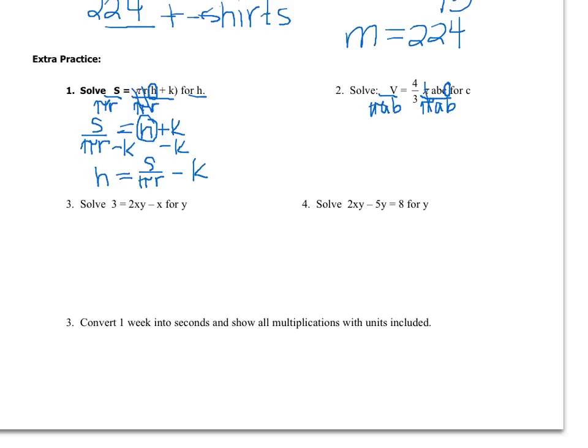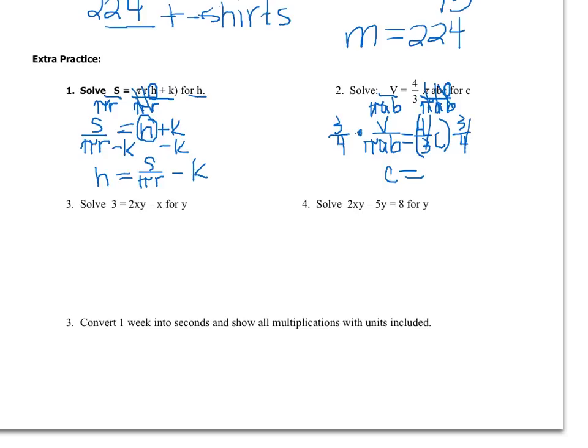So these cancel. I have 4/3 times c equals v divided by pi ab. Now to undo a fraction, we multiply by the reciprocal. So the reciprocal of 4/3 is 3/4. And multiply both sides by that, and I have c equals, these two cancel.